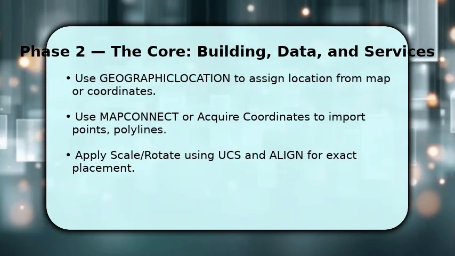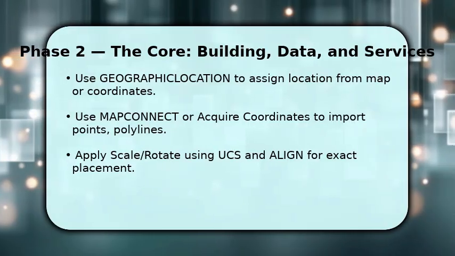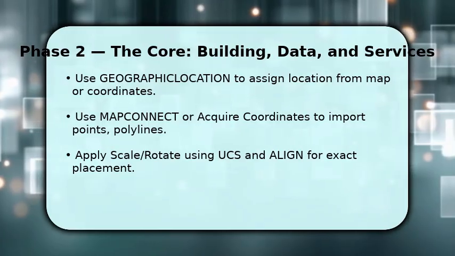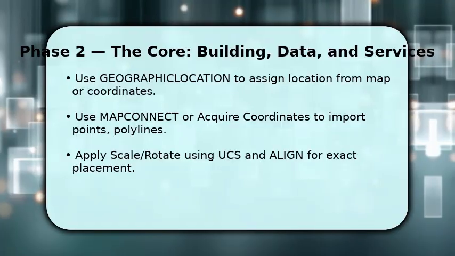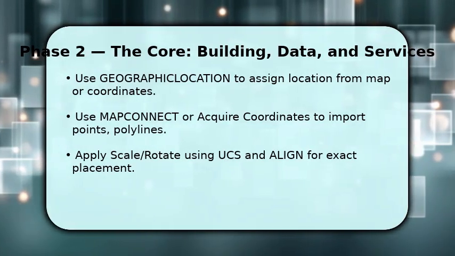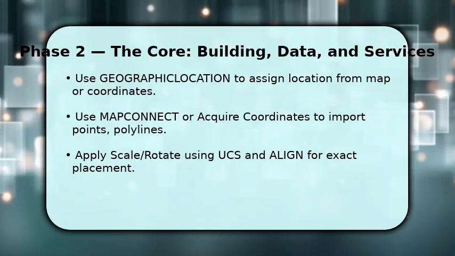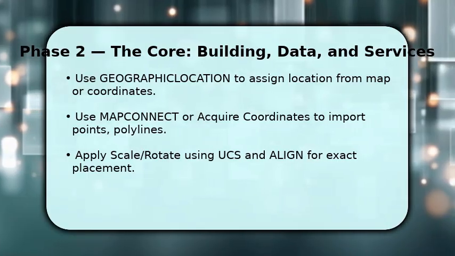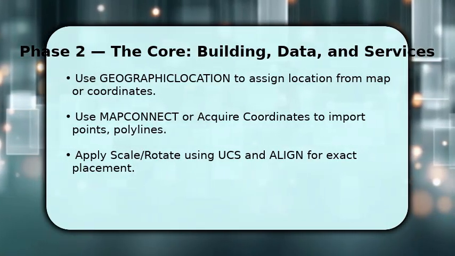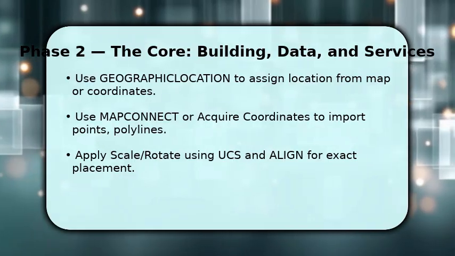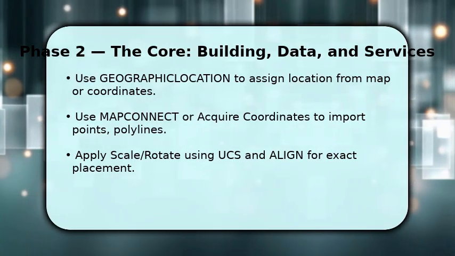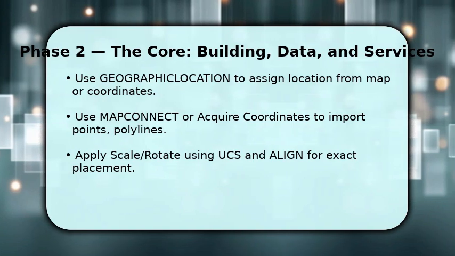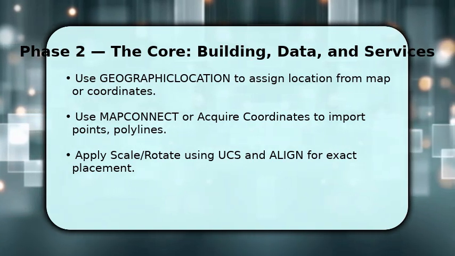Next, import or assign coordinates to your CAD entities so they sit correctly on the map. Use the Geographic Location command to grab a map location, or import coordinate tables with MapConnect or the Acquire Coordinates tool. This preserves attributes like elevations and ID. If geometry needs transforming, create a suitable UCS, then use Align or move/rotate/scale commands to snap elements to control points. Make sure to maintain precision by using object snaps and reported coordinate values while you adjust.